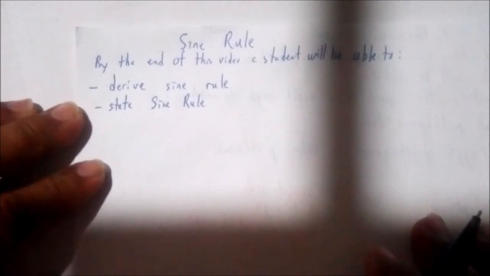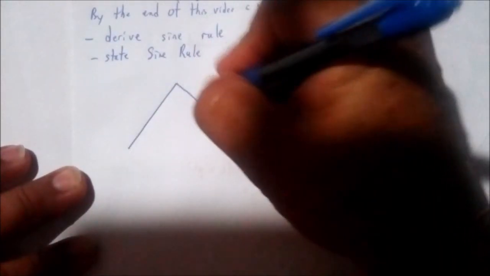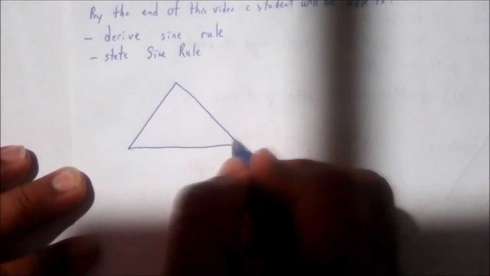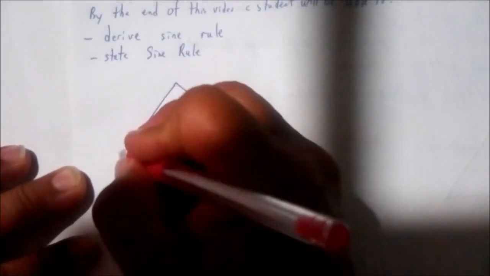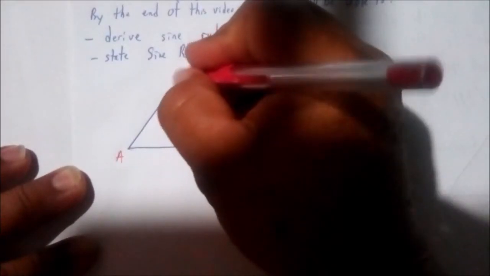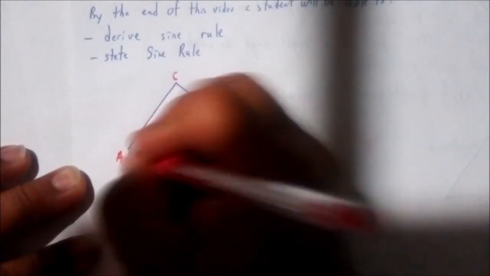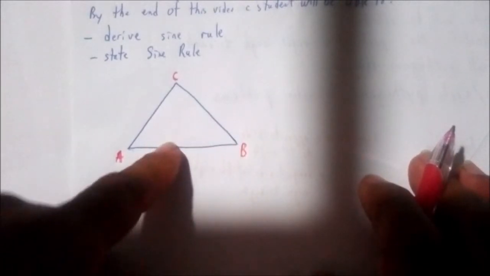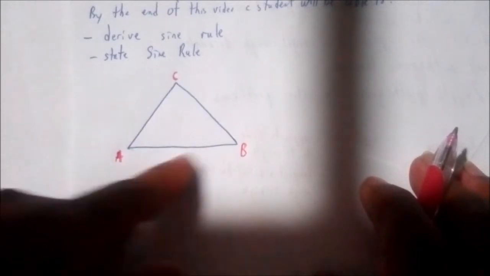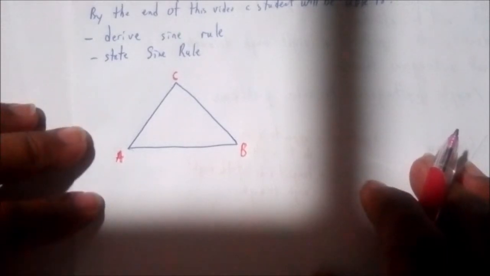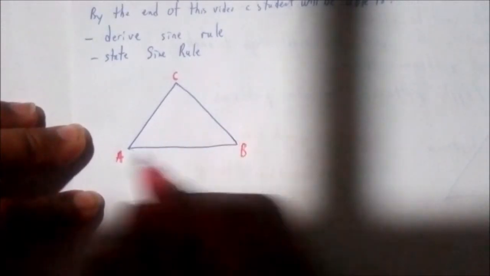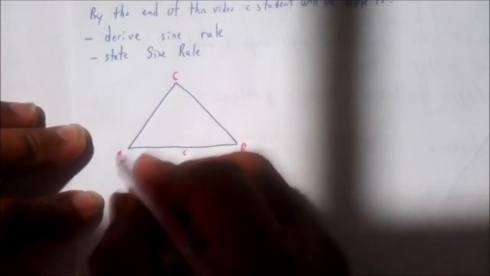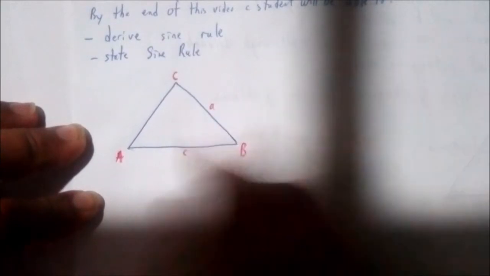So let's start. Consider a triangle, and we label this triangle A, B, C. Those are the three angles of the triangle. This is also an acute triangle, in the sense that all of the angles are less than 90 degrees. Nevertheless, the total of the angles in the triangle is still 180 degrees. The side opposite angle C we label small c, the side opposite A we label a, and the side opposite B we label b.